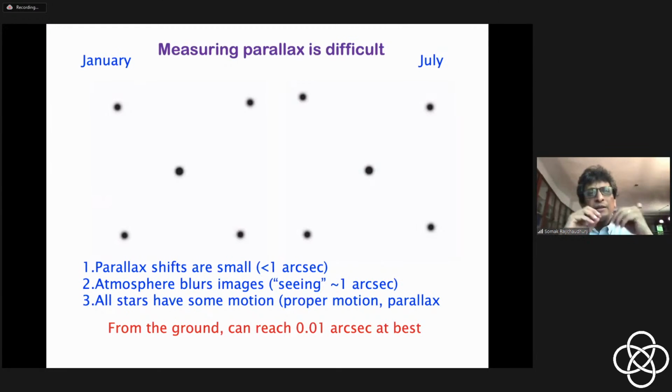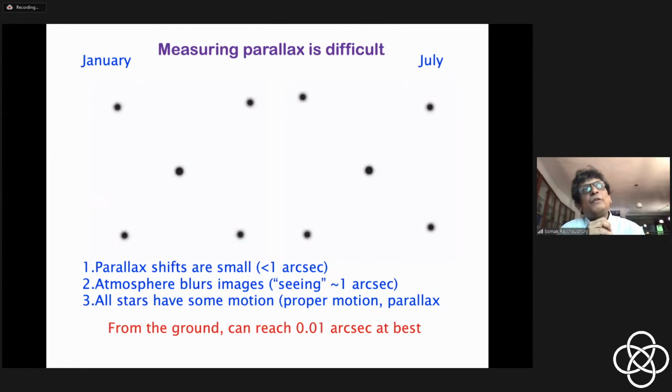When you make repeated measurements, you fit a model that has the parallax, because you're not just measuring once in January and once in July. You're measuring the positions of certain stars continuously every night or every day, and then you have many points in which you can fit a model.